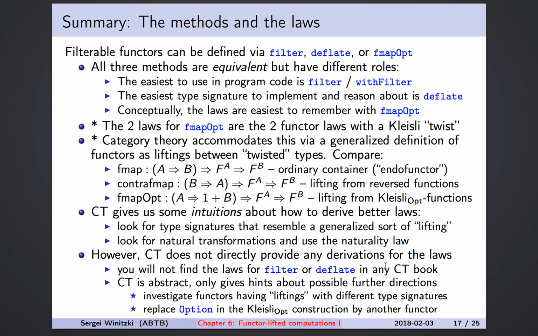But these methods have different roles for us. In the program code, in the functor blocks, we use the if operation. And the easiest to reason about in the code is that operation, which corresponds to filter or withFilter. The type signature that is the simplest is that of deflate. That is the easiest both to implement and to reason about. Conceptually, however, the fmapOpt has the simplest laws. It has just two laws, which are functor laws with a twist.